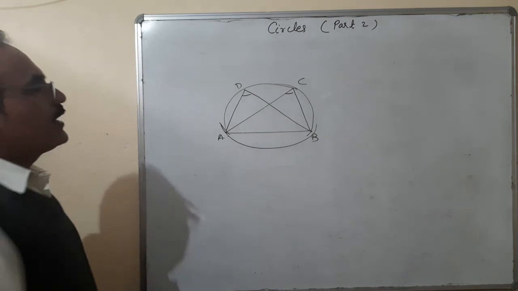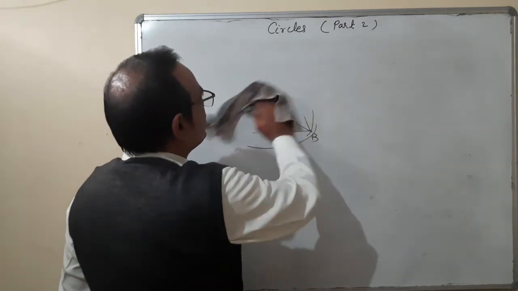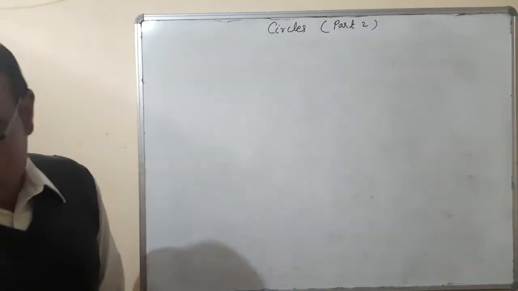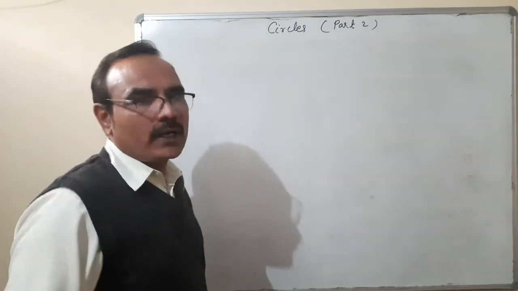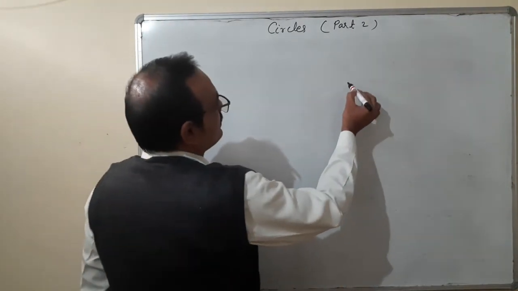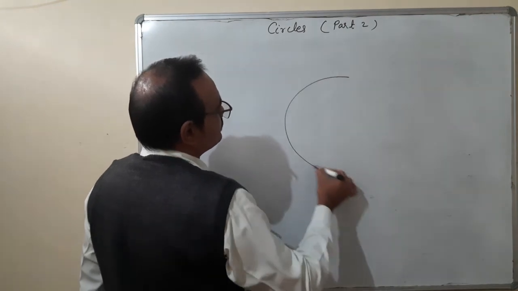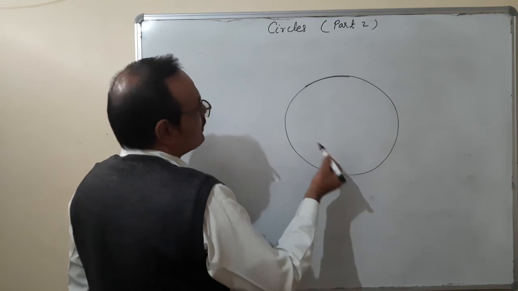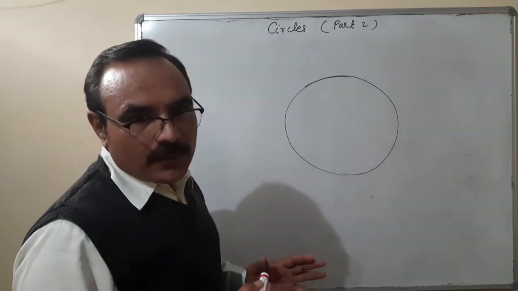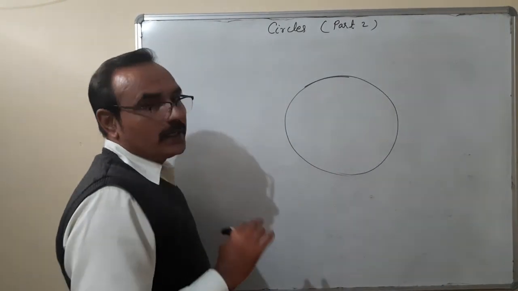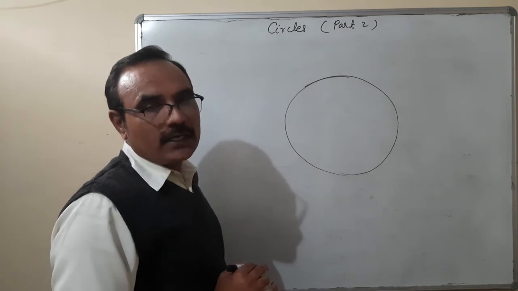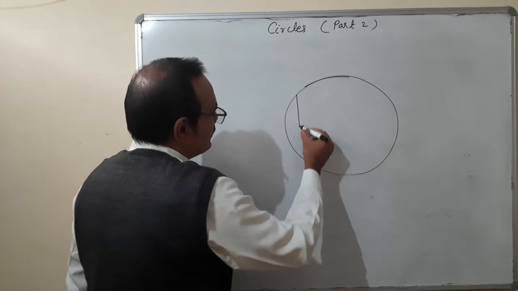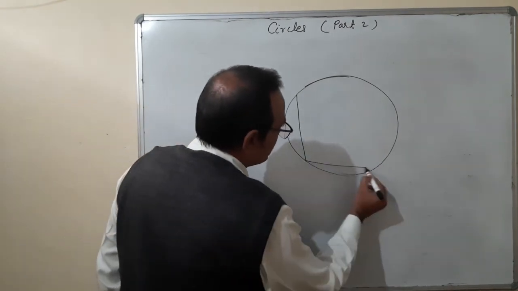And one is, sum of either pair of opposite angles of a cyclic quadrilateral is 180 degree. What is it? Sum of either pair of opposite angles of a cyclic quadrilateral is 180 degree. This is also one of the important theorems. Cyclic quadrilateral means the quadrilateral whose 4 vertices lie on the circumference of a circle is called a cyclic quadrilateral. It is a cyclic quadrilateral.